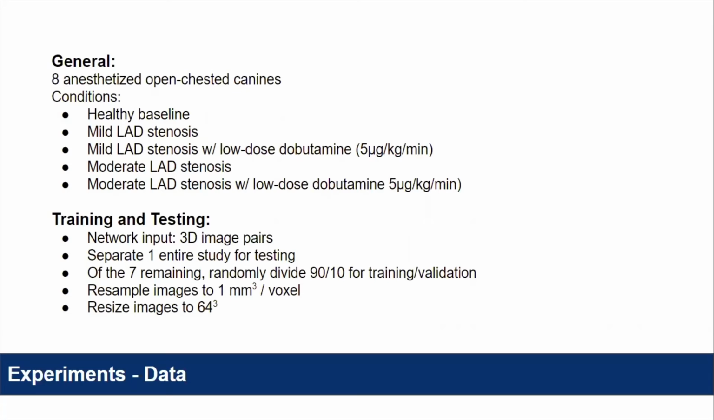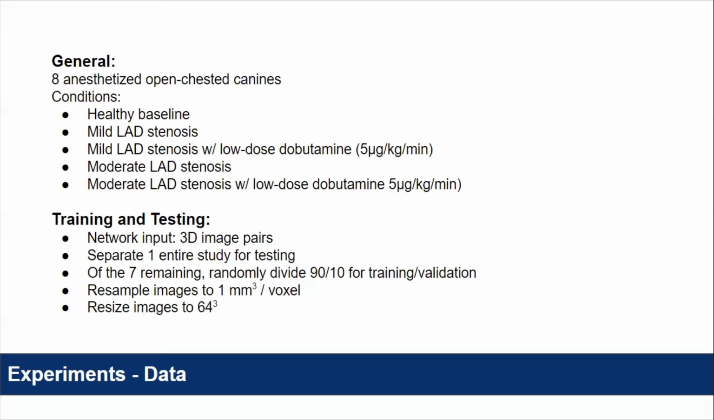Now, in terms of actually training and evaluating the model, as I mentioned earlier, our inputs were image pairs. The pairs were sampled in a one-to-frame manner, which means given a sequence, we denote time frame 1 as the source image, and every subsequent frame becomes a target image. We completely separated one entire study for testing, including all the physiological conditions.